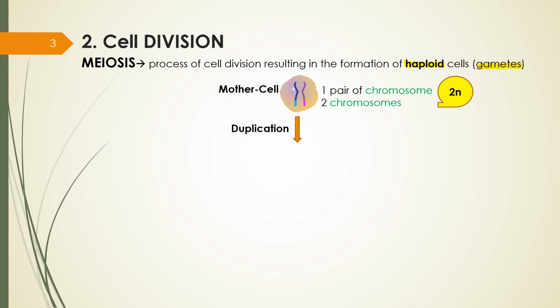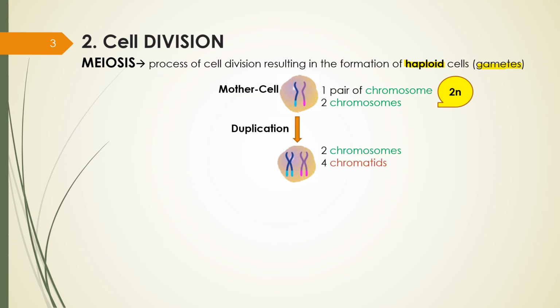Before I start any cell division, meiosis or mitosis, I need to duplicate. Remember when I duplicate? In the interphase. So I duplicate in the interphase. What happens when I duplicate the cell? I duplicate the number of chromosomes.